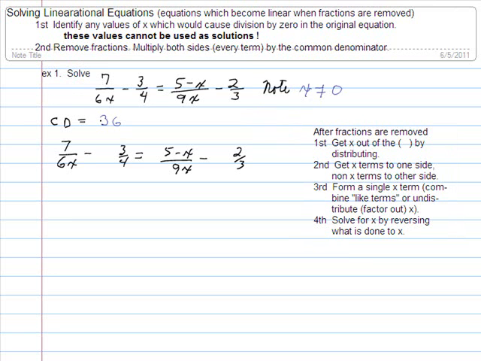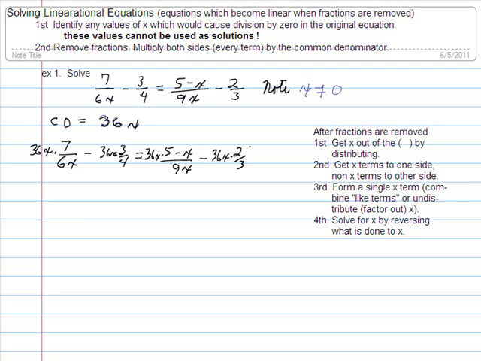The common denominator number part is 36. And for the variable part, there's only one variable, that's x. So the common denominator is 36x. Now once we've determined the common denominator, the next step is to multiply each side by the common denominator, and that should eliminate fractions. Look how I've rewritten the problem here. I've left spaces for multiplying by the common denominator. So I come in here and I say 36x times, I'm just taking every term and multiplying it by that common denominator, 36x.